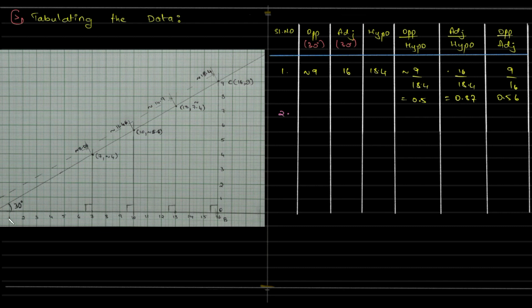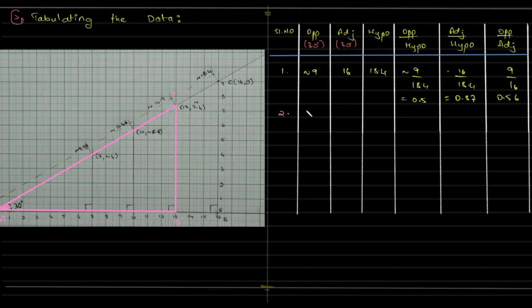Next, I have the triangle whose base is 13, height is something, and hypotenuse is something. So let's make a note of it. So you have the opposite side. Again, same thing. This is 30-degree. Opposite is this length, right? A'B', C' if you want to call it.